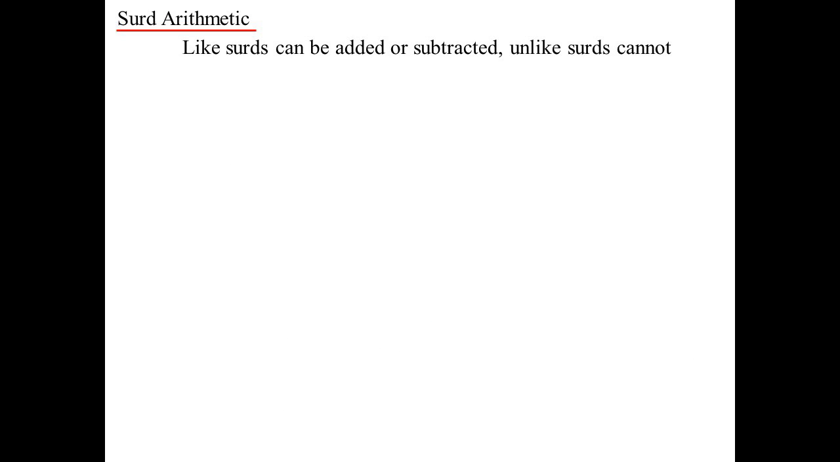Surd arithmetic. This sounds very familiar. You might recall the very first bit of theory I put up. It didn't say surds though, it said like terms. Because basically, surds are algebra. They're unknowns. We don't know what the square root of 2 is. We don't know what the square root of 5 is, and so on. And so that was the basis of algebra.